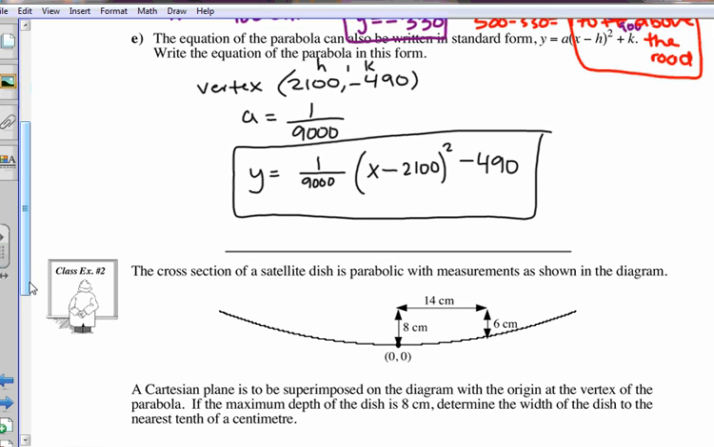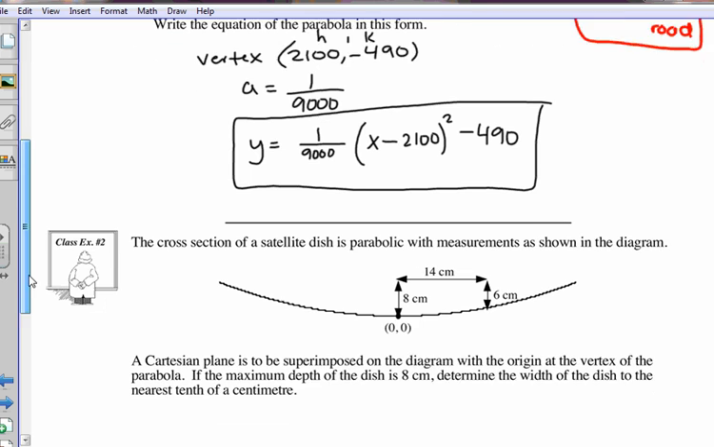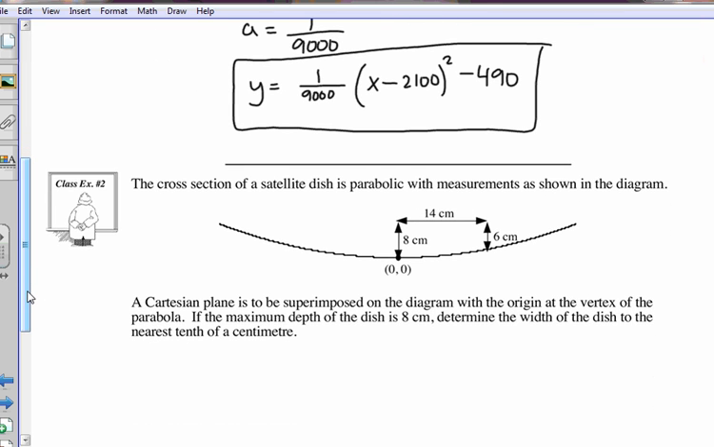One more and then we're done. The cross-section of a satellite dish is parabolic with measurements as shown. Notice where they put the x and y axis? 0, 0. So let's draw that in. Here's our x, just draw a straight line. Here's our x, here's our y. There's your axis, and 0, 0 is our vertex.